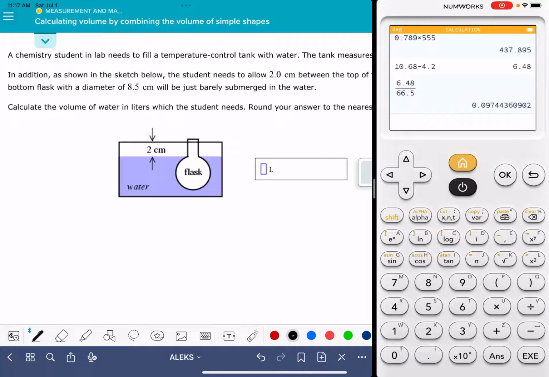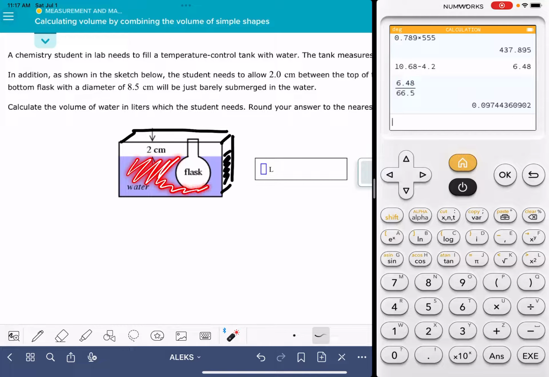In this video, I'll show you how to solve the ALEKS problem called calculating volume by combining the volume of simple shapes. This problem is describing a tank, a three-dimensional shape, that is mostly full of water. It says there's 2 centimeters of empty space at the top of the water, and it has an empty round bottom flask inside the tank.